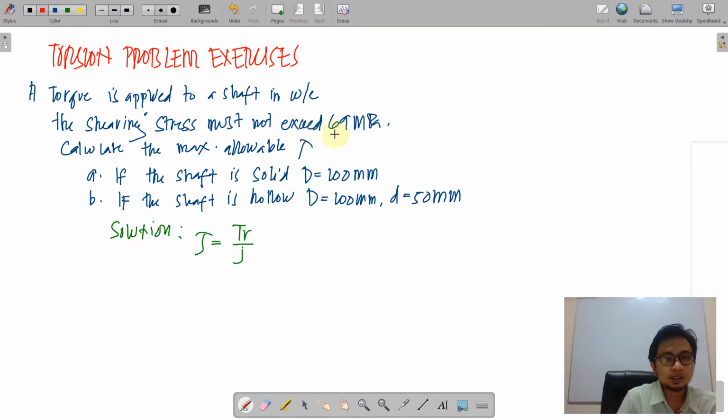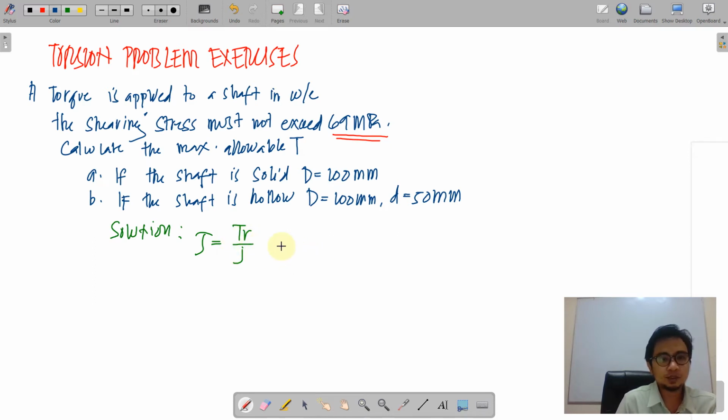Of course, 69 megapascal is referring to the tau here, and the maximum allowable T, or the torque, is what we want. So we will just substitute 69 here and then solve for the J, substitute the radius, and then eventually finally solve for the torque.